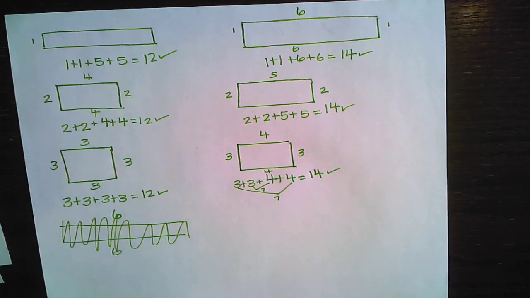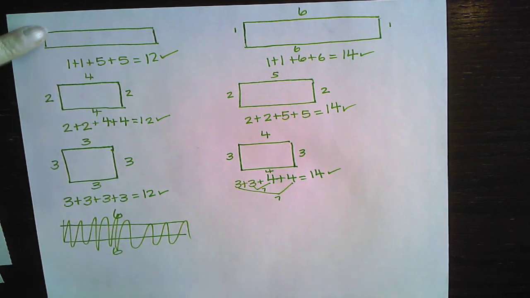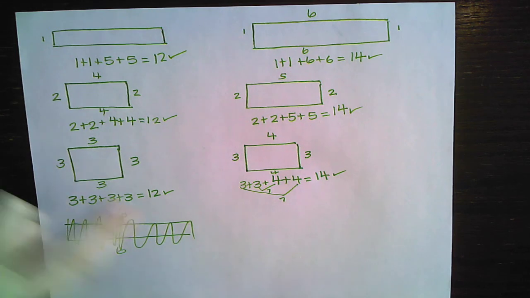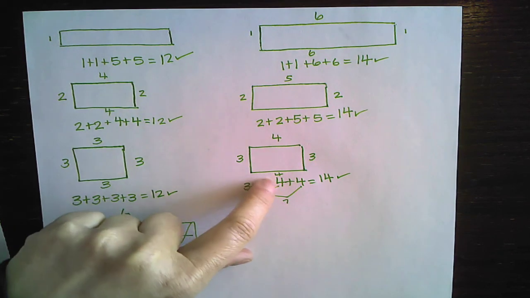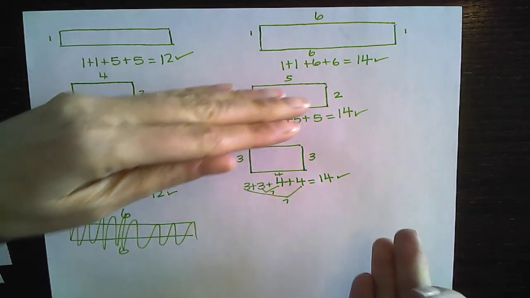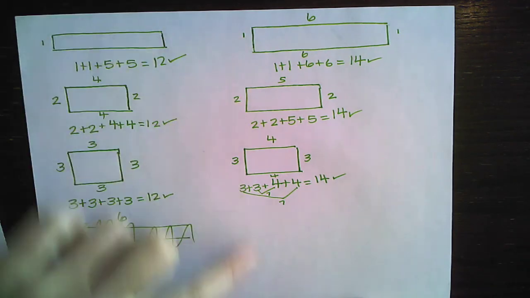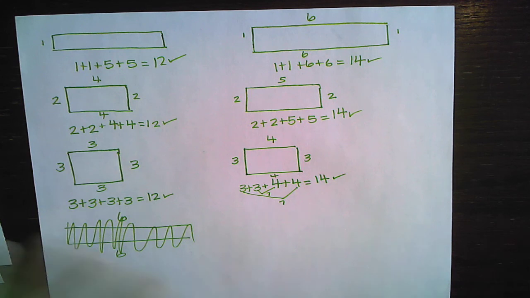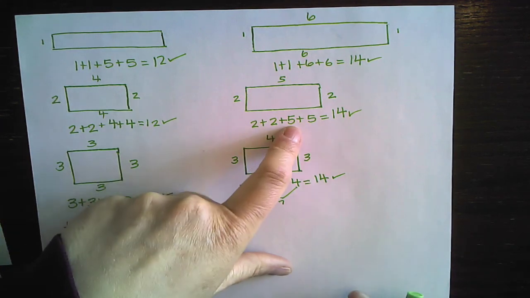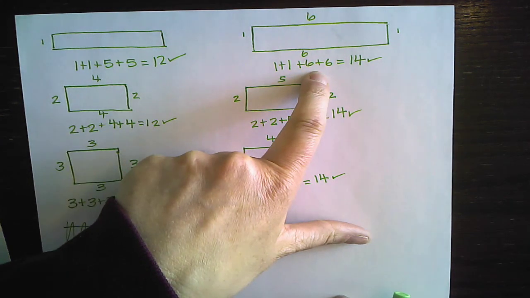If you'll notice, similarly to over on this side, we've already done 4, right? We have a side length of 4. We would just need to turn it to follow our same path, but that's not necessary. We also have a side length of 5. We have a side length of 6.